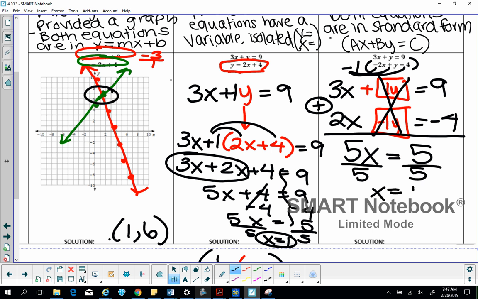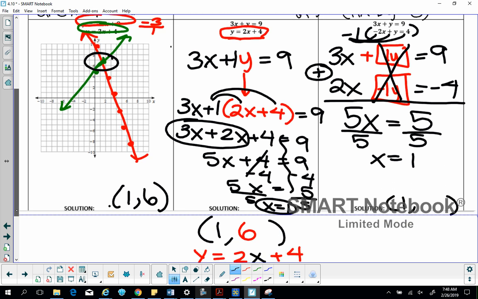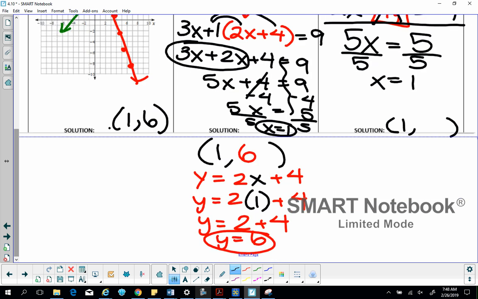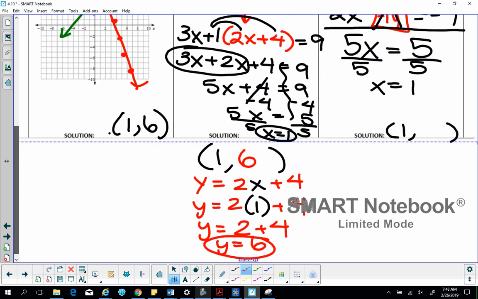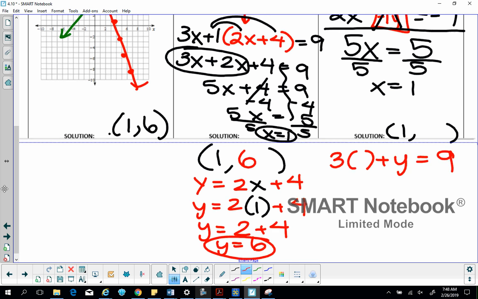You end up getting x equals 1. Notice it's the same thing as over here because it is the same equation written 3 ways. To get my y, Tristan, what do? Plug it in. So I take either equation, doesn't matter which one. I'll take the first one, 3x plus y equals 9. And instead of x, I'm going to plug in what x equals, which is 1. Then I solve. What's 3 times 1? 3 plus y equals 9. Then I subtract 3 on both sides. What do you get? Y equals?